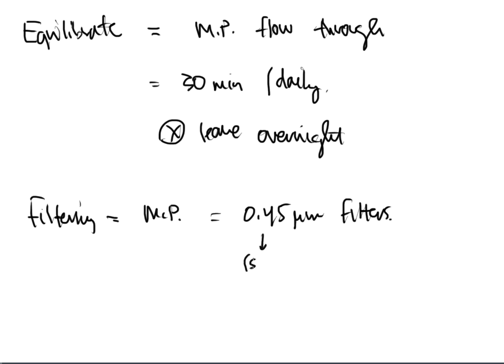Keep in mind that these can go smaller. So I can go to 0.2s and stuff if I want to. It just really depends on how particular I want to be. But 0.45 is typically the go-to number almost every time. Good things about filtering is that it will prolong your column. So it leaves it alive for a little bit longer, and I can get more use out of that column because it's not been damaged at all.